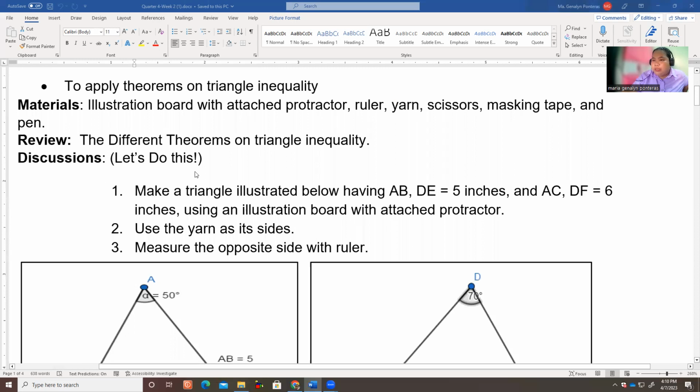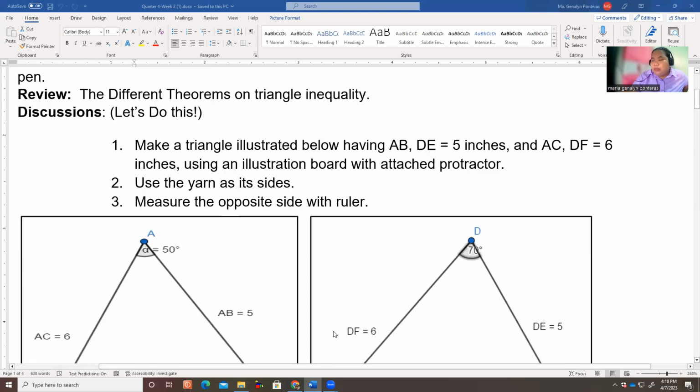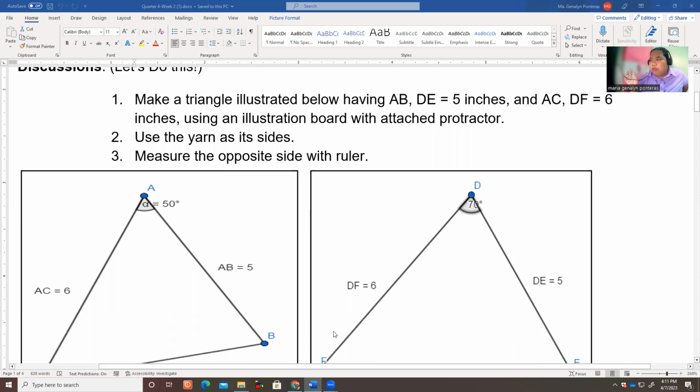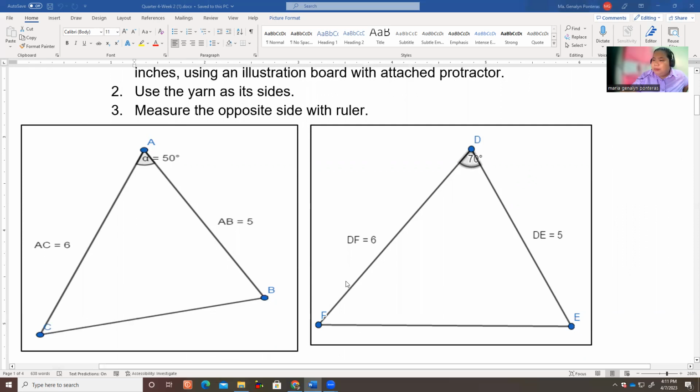So our instruction is: make a triangle illustrated with AB, DE equals 5 inches, and AC, DF equals 6 inches, using an illustration board with an attached protractor. So the protractor is attached to the illustration board. It is raised so that we can measure the angles that will be formed. Okay. So this is the finished figure.